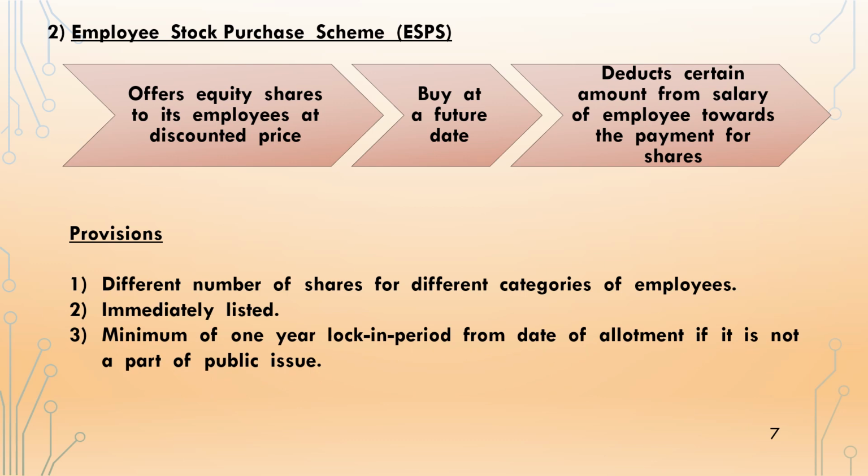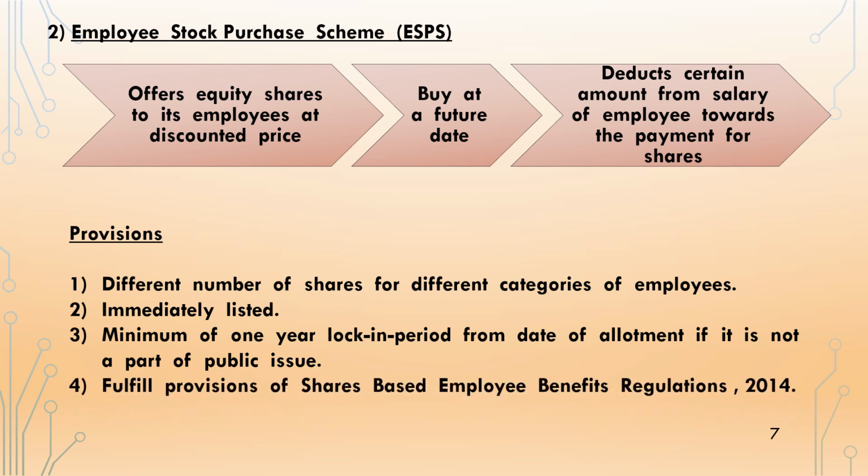Even the shares issued under ESPS will have a minimum of 1 year lock-in period from the date of allotment. That is, during this period, the employees cannot sell its shares to outsiders. Further, just like ESOS, even when the company issues shares under ESPS scheme, it needs to fulfill the provisions of Shares-Based Employee Benefits Regulation 2014.